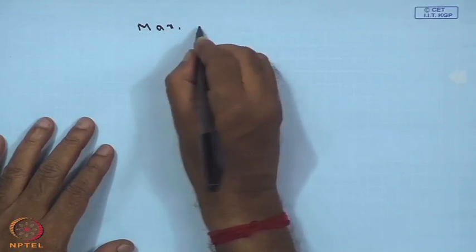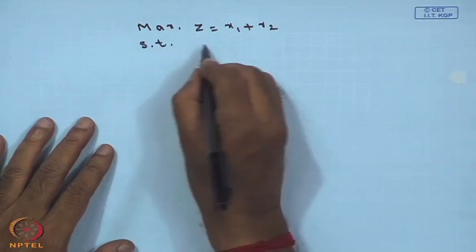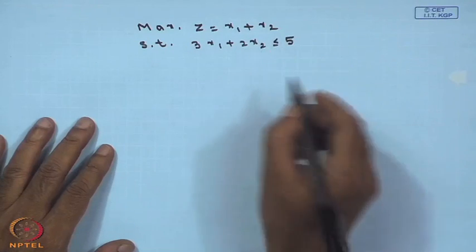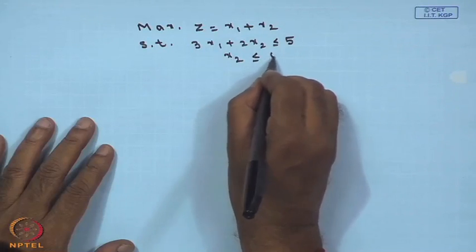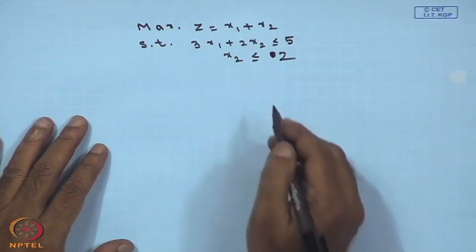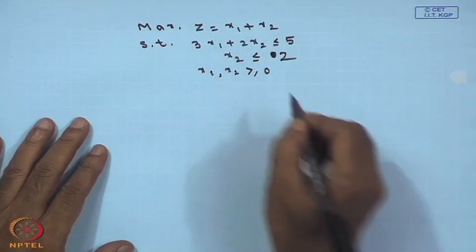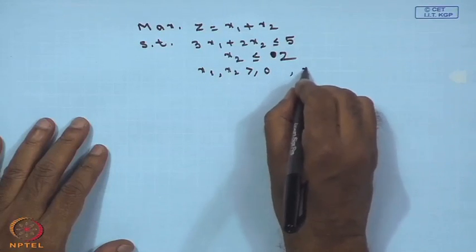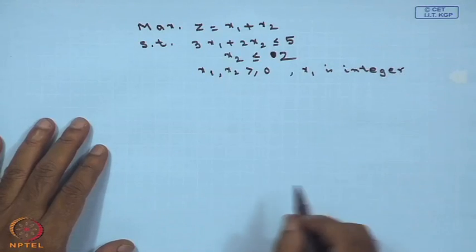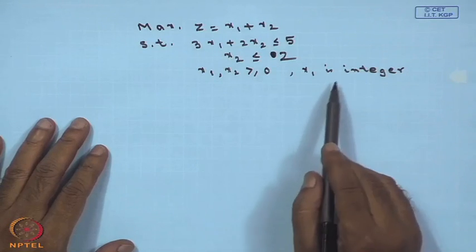Let us take the problem: maximize Z equals x 1 plus x 2, subject to 3 x 1 plus 2 x 2 less than or equal to 5. One more condition is there, x 2 less than or equal to 2, and x 1, x 2 greater than or equal to 0. And x 1 is integer. Please note this one. x 2 is less than or equal to 2, x 1, x 2 greater than or equal to 0, x 1 is integer.